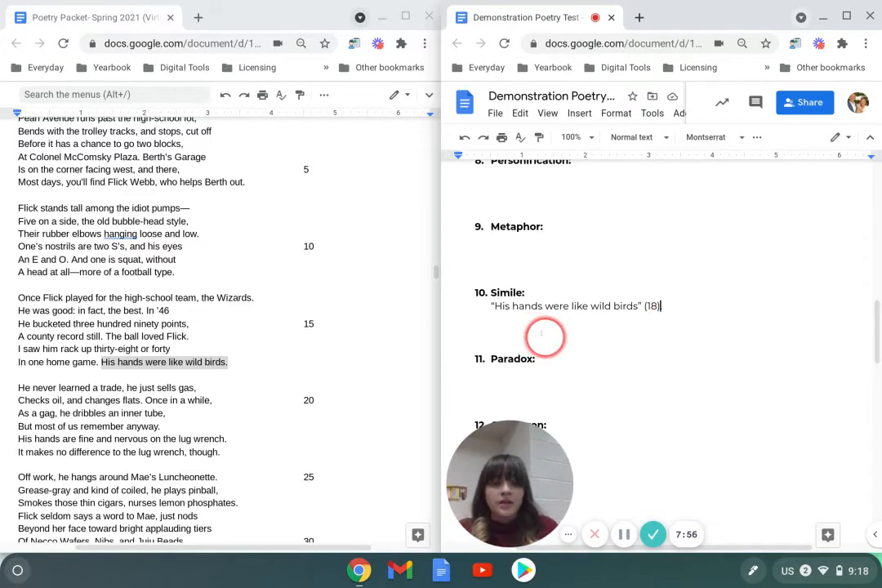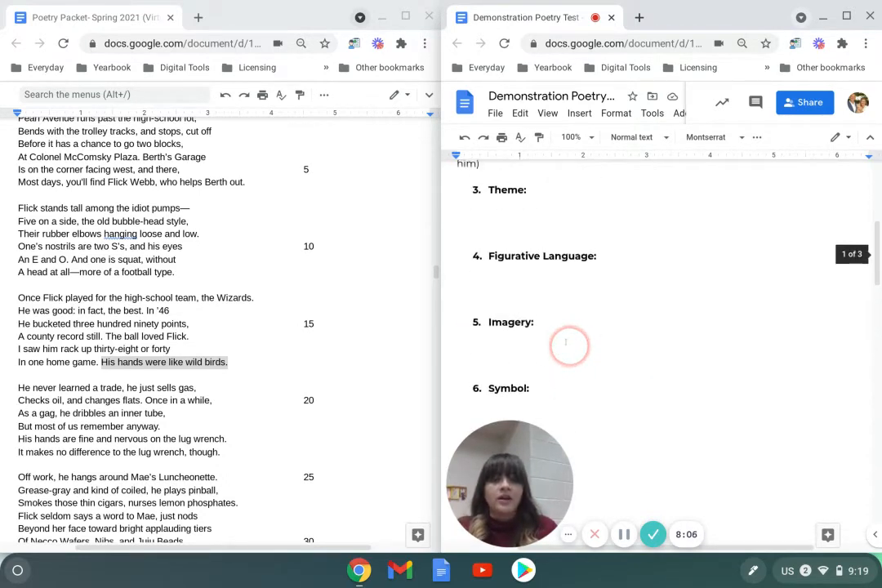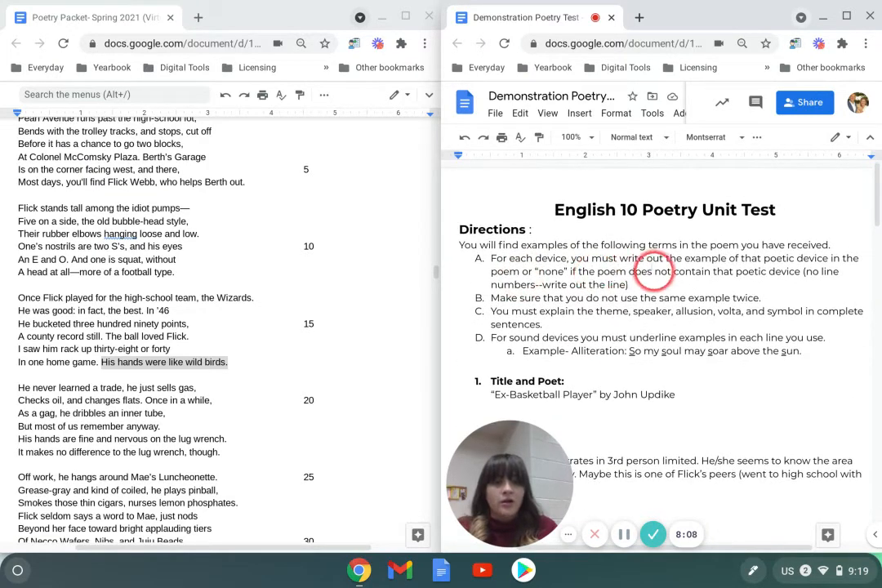You are absolutely not allowed to just put line 18. I'm not going to go look at that poem and see if I can find the simile you were talking about. You need to make sure that you write out the simile, and that's up here in the directions as well. You must write out the example of the poetic device in the poem or none. So if the device is not in there at all, then you write none. You can't just leave an item blank. We're trying not to use that same example twice. And then remember that we got to explain theme, speaker, allusion, volta, and symbol in complete sentences.